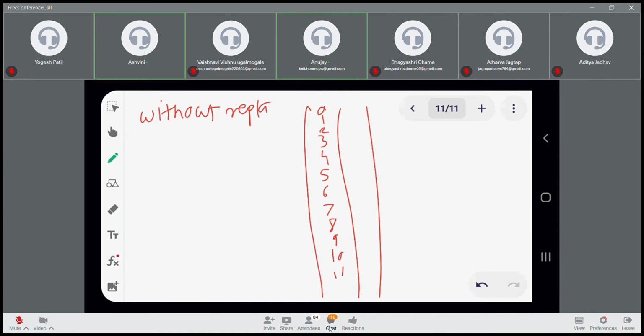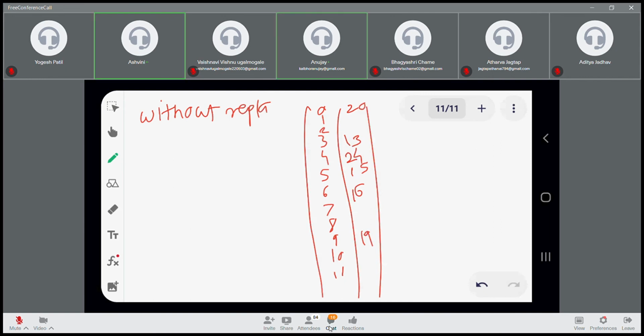First number is 24, 24 at 4. Next is 13, 13 at 3. Next is 16, 16 at 6. Next 15, 15 at 5. Next 19, 19 at 9. Yes, 19 at 9, no? Yes, ma'am. Now next is 20, 20 at 0.